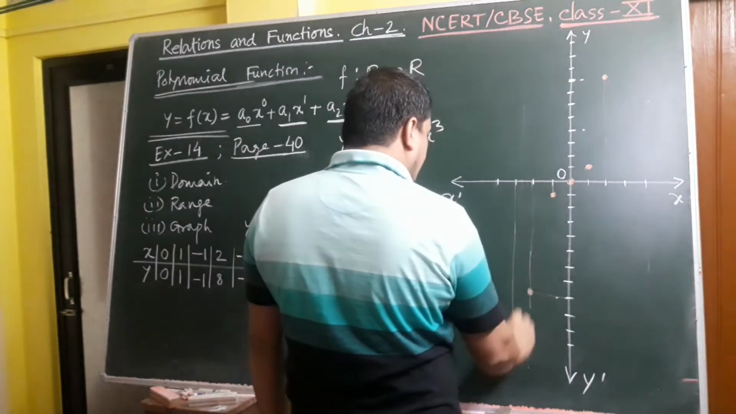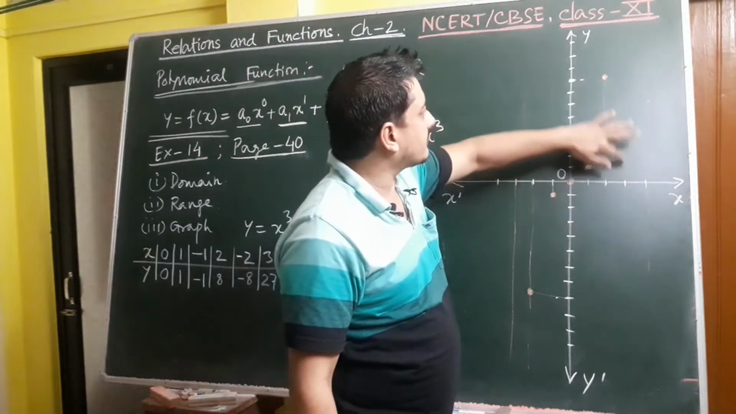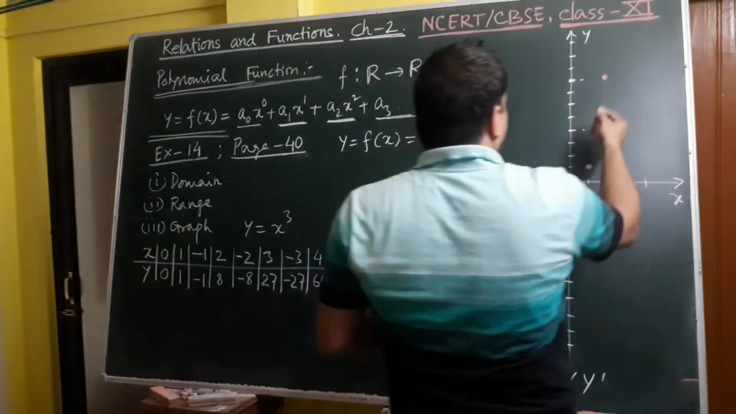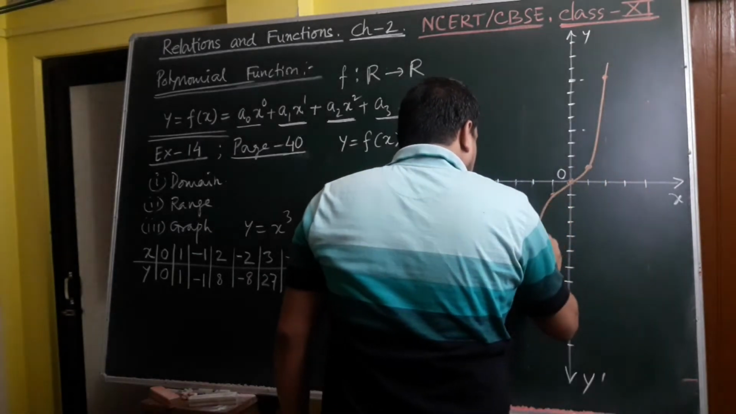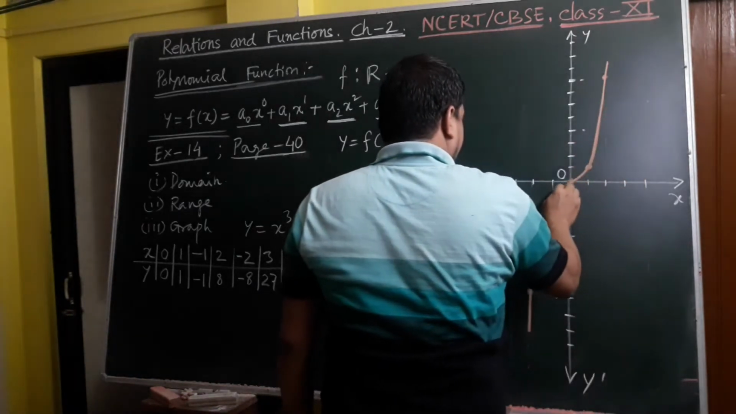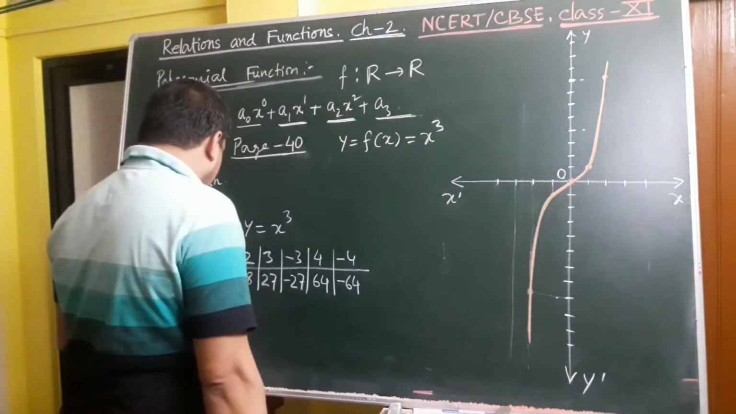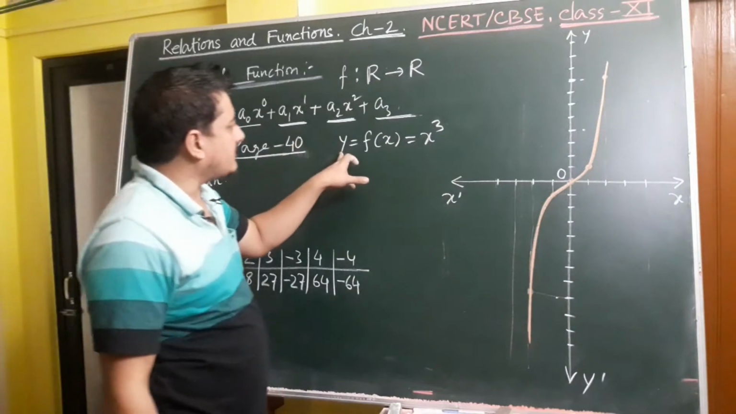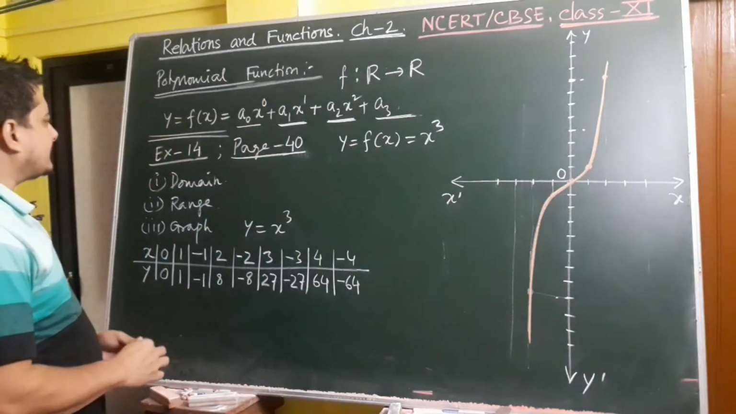Then for minus 3 it will be minus 27, so you have to go further down, and for plus 3 it will be plus 27, so it will go outside the board. So anyway, if you connect these many points, you get this kind of curve as a graph, okay. This will be the nature of the graph of the polynomial equation of the form y is equals to x cube. Okay, now what is the domain?